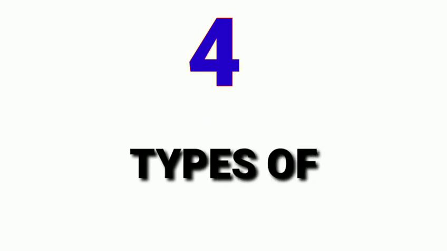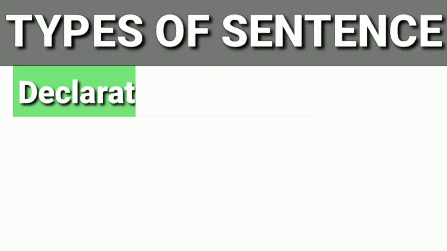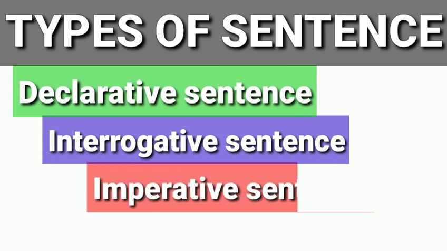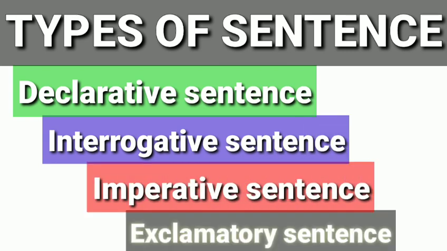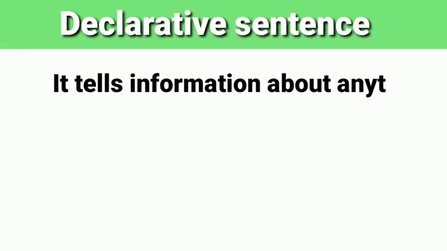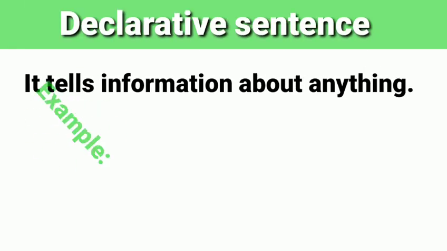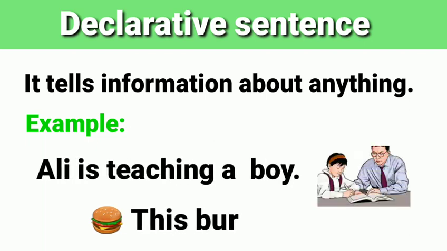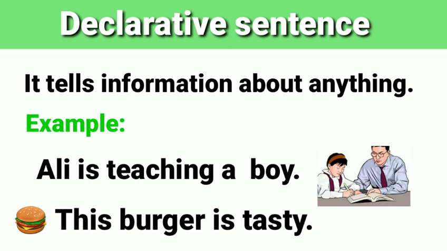There are 4 types of sentence: declarative sentence, interrogative sentence, imperative sentence, exclamatory sentence. Declarative sentence tells information about anything. For example, Ali is teaching a boy, the burger is tasty.